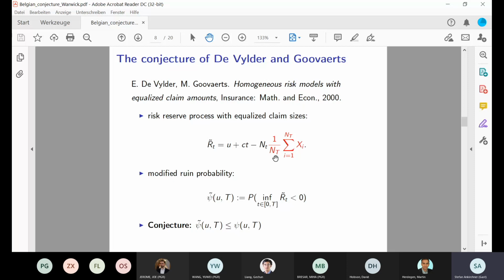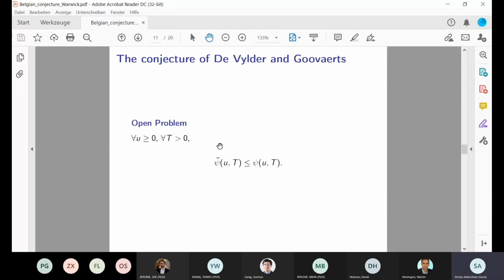Another thing that makes the analysis a little bit complicated is that the modified risk reserve process is not adapted to the standard information flow of the insurer. In order to define R tilde t, you need to know the number of claims up to time capital T, and also the claim sizes of all claims until time capital T. So this is a process that looks into the future, if you want. Okay. So here you can see the conjecture again.